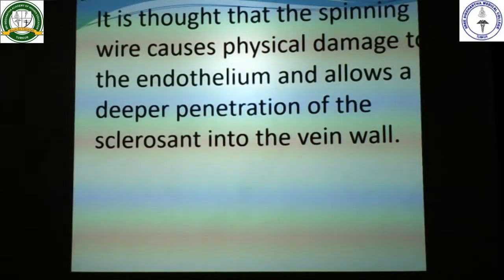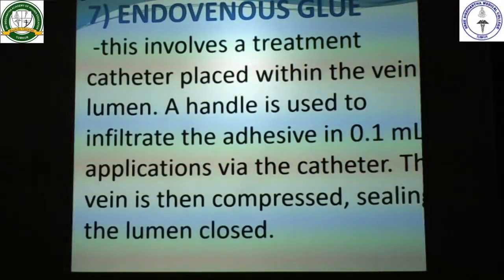The advantage of this mechanochemical ablation is that the spinning wire is thought to cause physical damage to the endothelium and allow deeper penetration of the sclerosant into the vein wall. It is more effective than just foam sclerotherapy, because in this method you are destroying the endothelial layer of the vein.